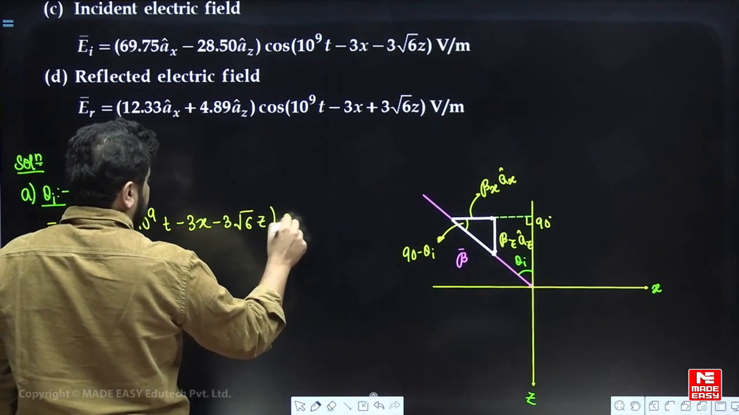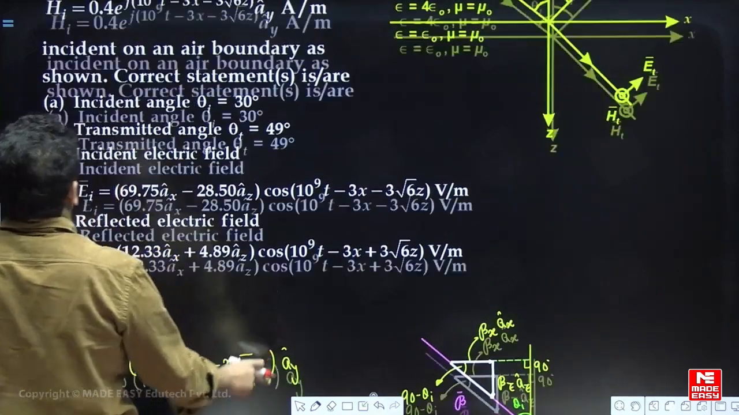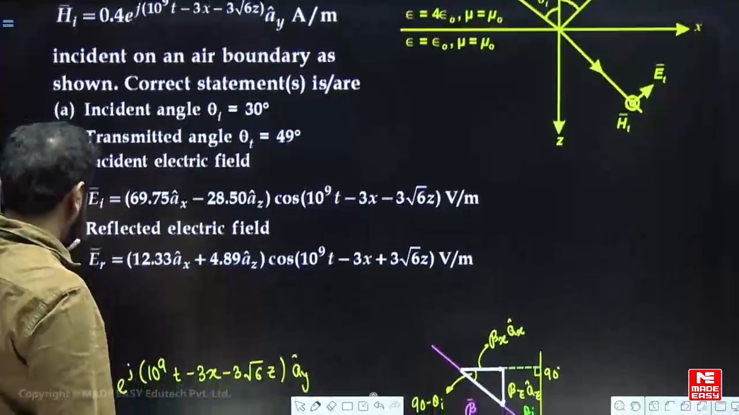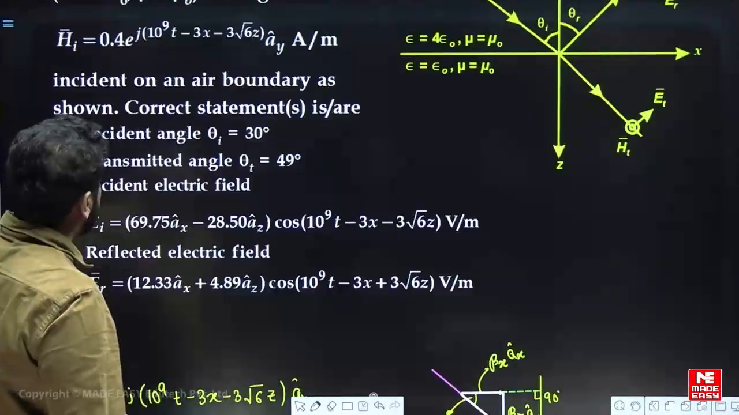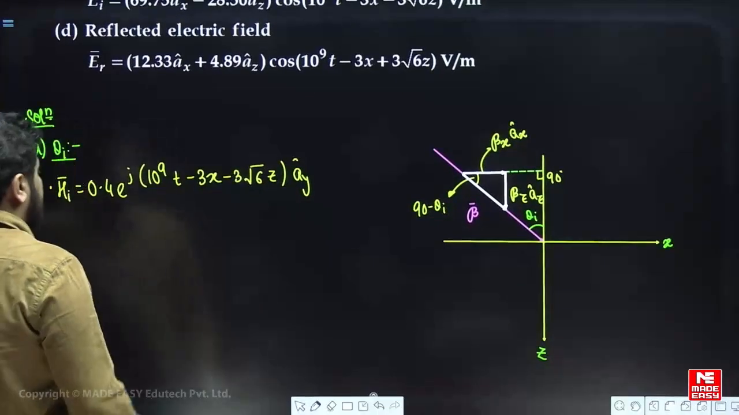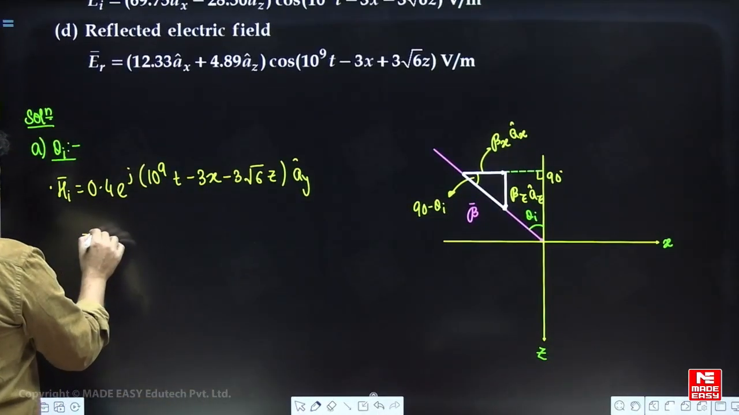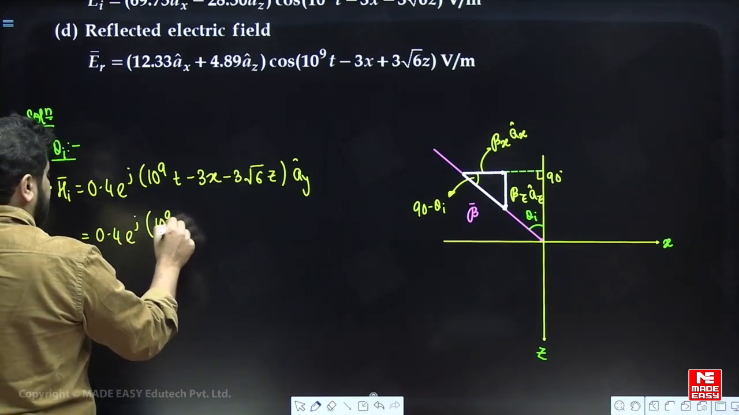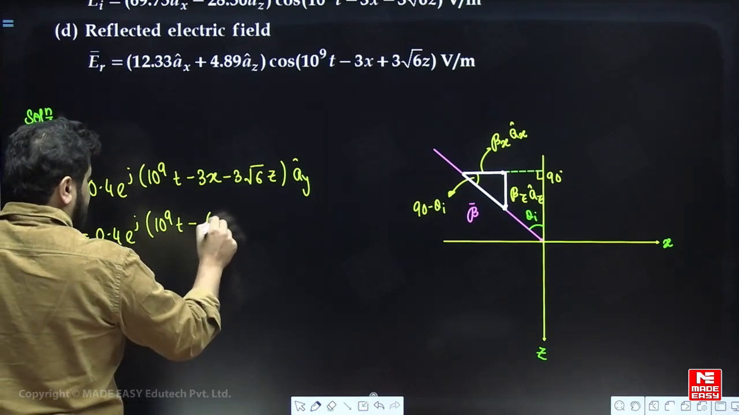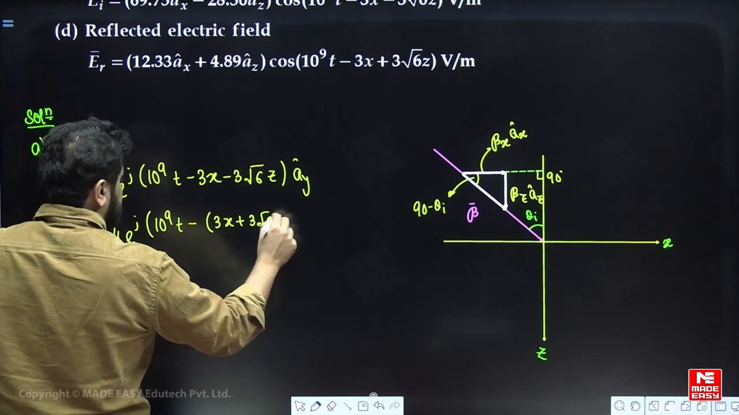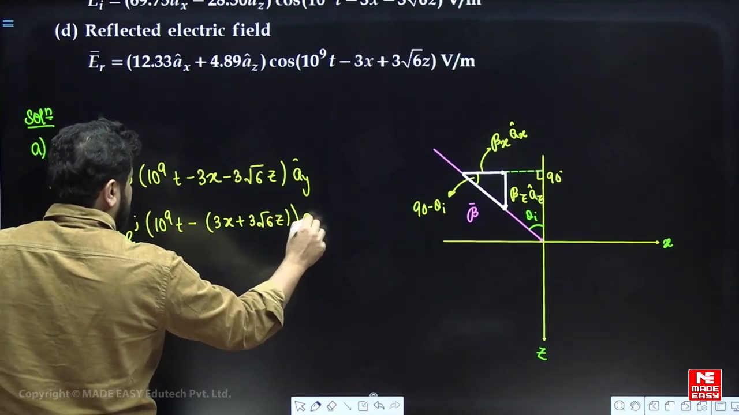I hope it is in the ay direction. Let me check once whether I have written it correctly or not. So H_i is equal to 0.4 e to the power j(10^9 t − 3x − 3√6 z) in the ay direction, correct? Can I write it like this? This is the same as 0.4 e to the power j(10^9 t − (3x + 3√6 z)) in the direction of ay.